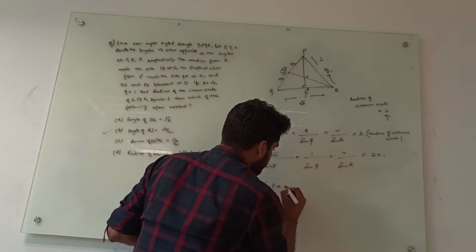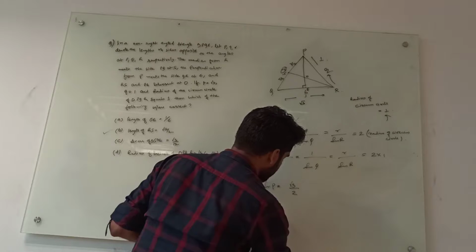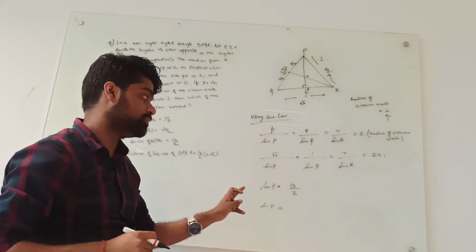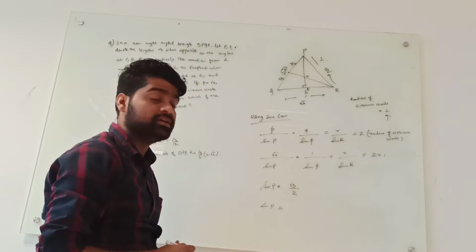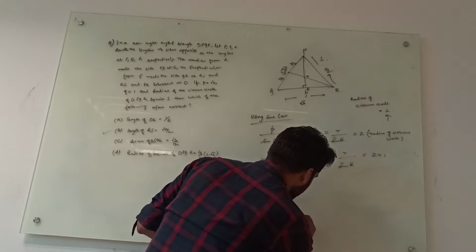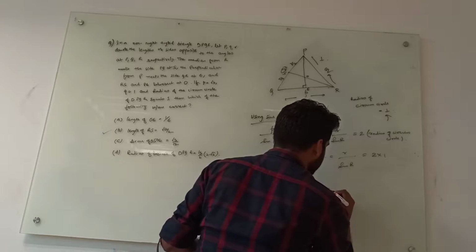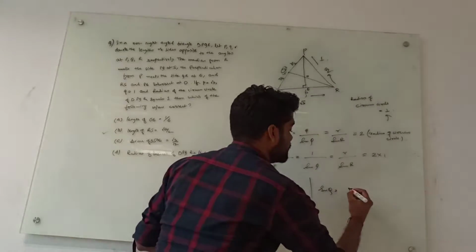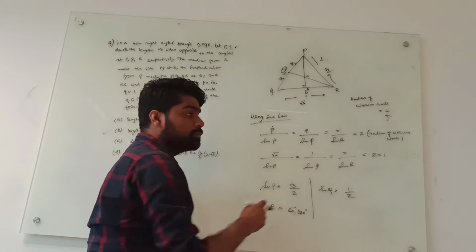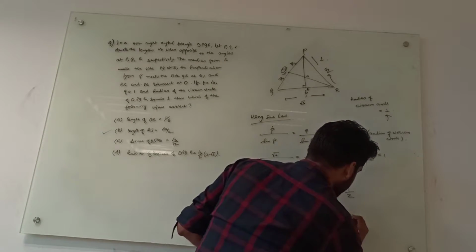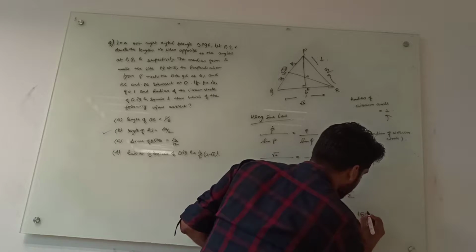Now let us find the value of sine P. The sine P will be written as root 3 by 2. So if you need to find the value of angle P, sine inverse root 3 by 2 means it will be either 60 degrees or 120 degrees. Similarly, the value of sine Q will be coming as 1 by 2. So sine inverse 1 by 2 will be 30 degrees. So angle Q will either be 30 degrees or 150 degrees.